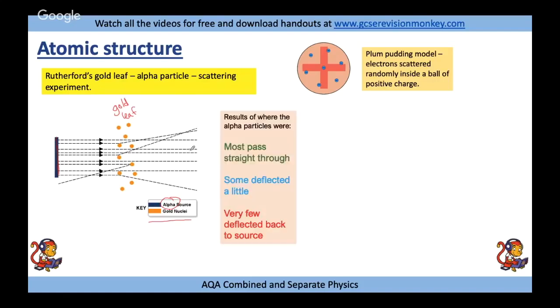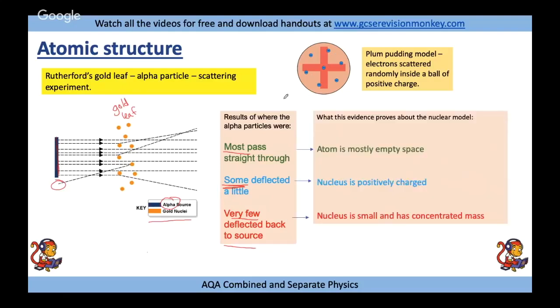Okay, well, what did they actually find? They found that most did pass straight through, but some were deflected a little bit. And this one, they're really unexpected: very few, a tiny number, deflected back to the source. They actually rebounded back to where they came from. Now, this proved to us that this model couldn't be right. And this is what it did prove.